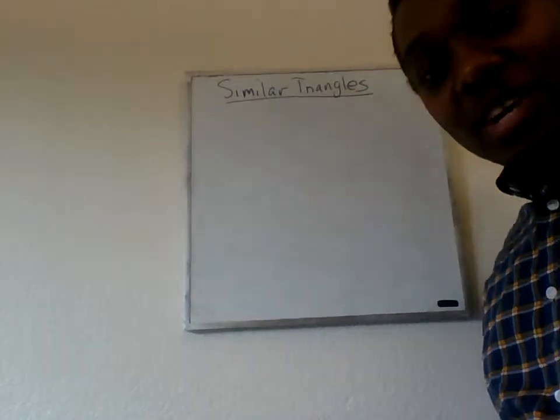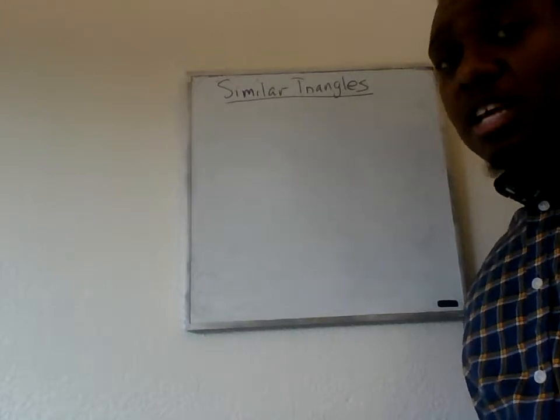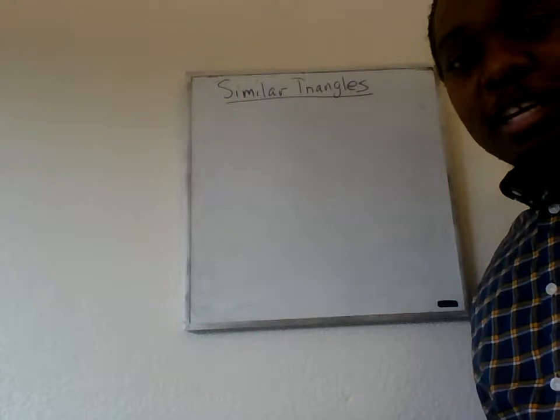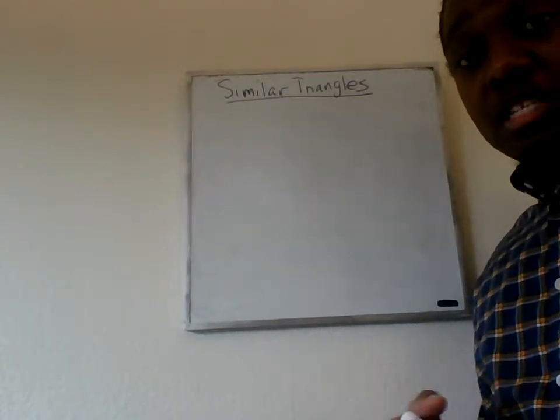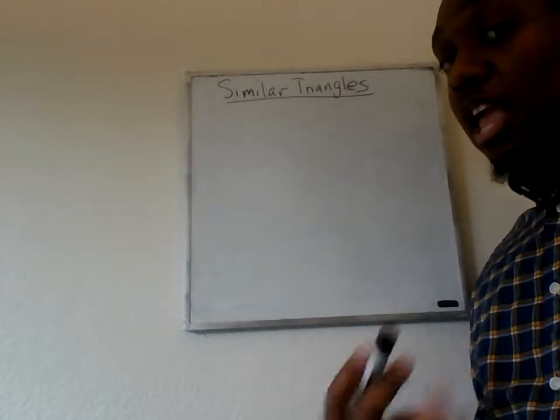Hello. So today we're going to look at similar triangles. Similar triangles are triangles that are pretty close to looking the same. They are similar, so to speak. Yes, that may seem kind of funny, but in essence, that's really what it is. But the way we say that triangles are similar is based on their angle measurements.